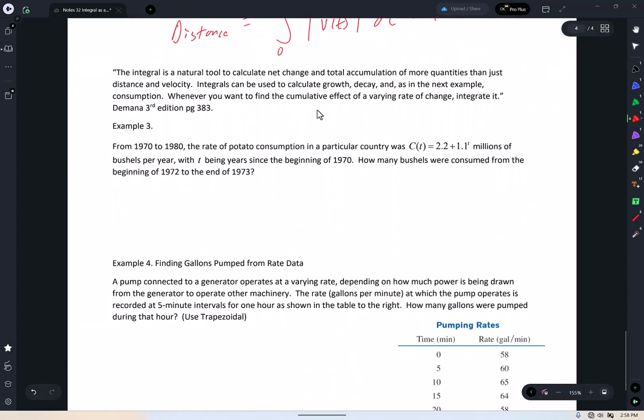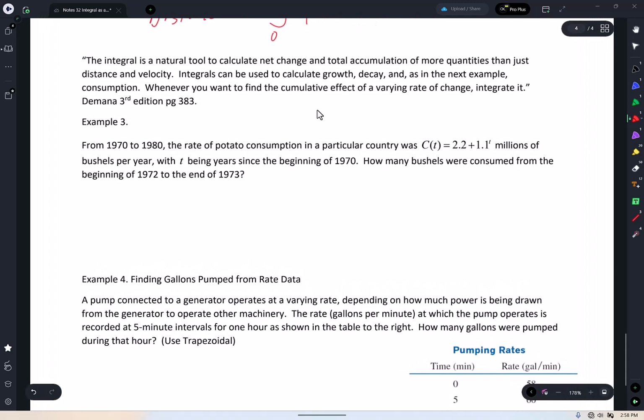All right. Check it out, guys. We're almost done. The integral is a natural tool to calculate net change and total accumulation of more quantities than just distance and velocity. Integrals can be used to calculate growth, decay, and in the next example, consumption. Whenever you want to find a cumulative effect of a varying rate of change, integrate it. Now, look at all that we learned just by that one little paragraph. How do I find out what the units are? Guys, let the units analysis help you out.